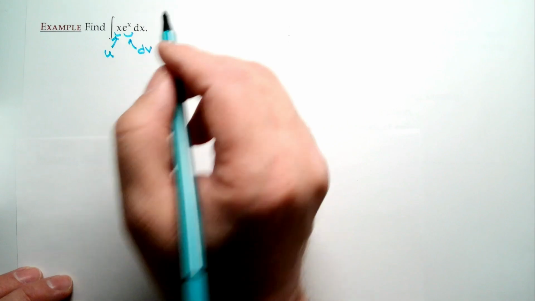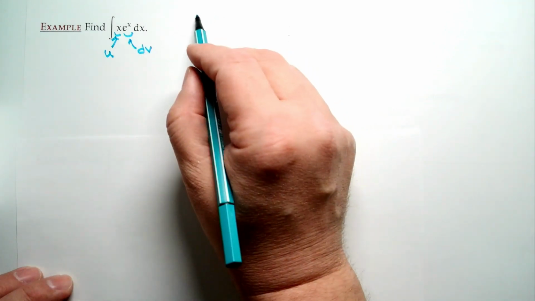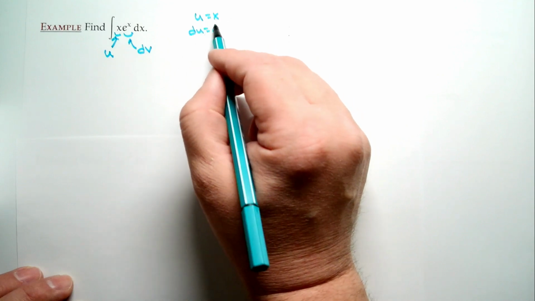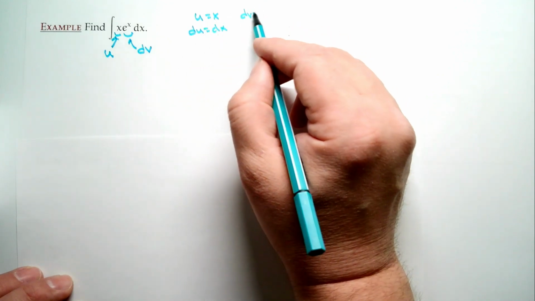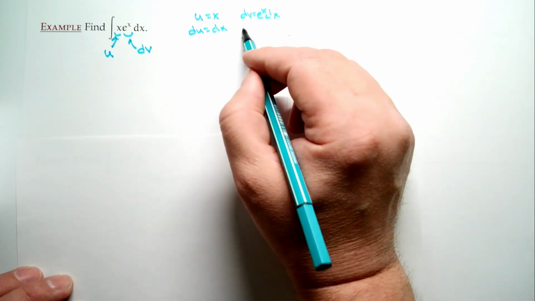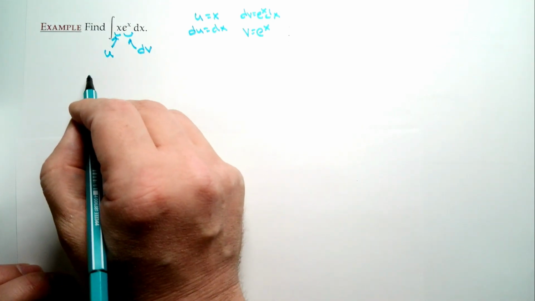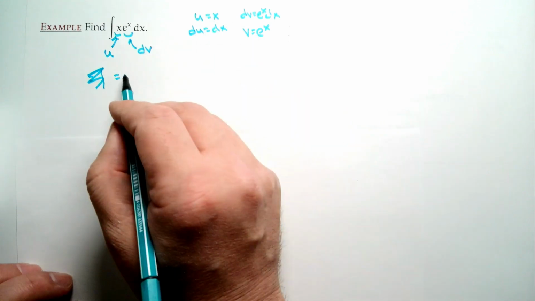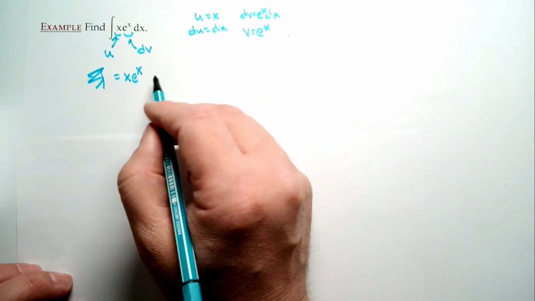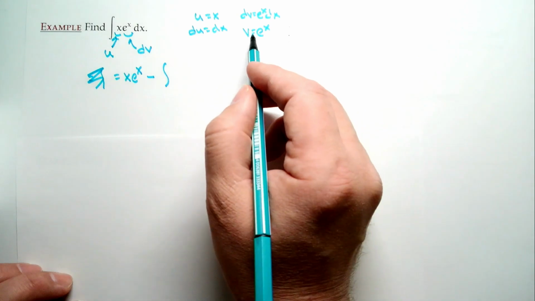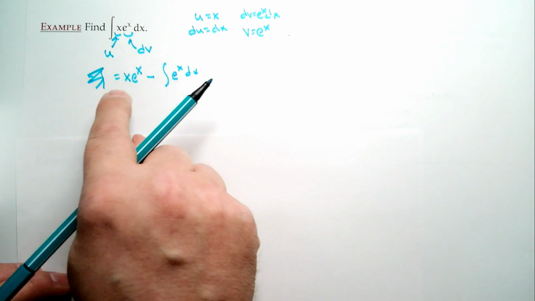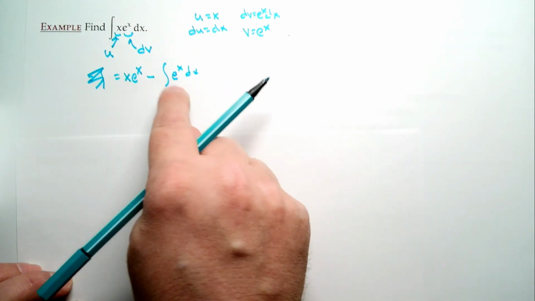So we have, I'll put it here on the side, u equals x, which means that du is dx. dv would be e to the x dx, which means that v is e to the x. All right, so according to the rule, we're going to get uv, x e to the x, minus the integral of v du. So e to the x dx. So uv minus v du.